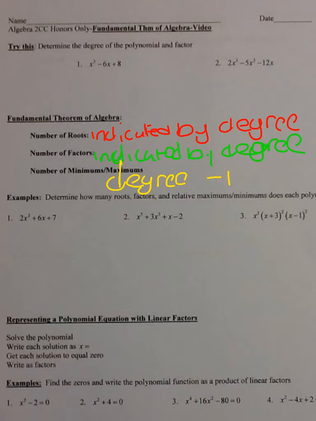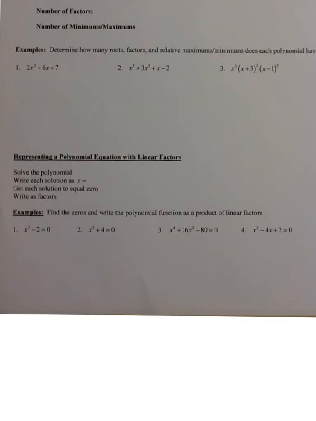All right, so let's look at the examples. Okay, so what it says to do is determine how many roots, factors, and relative max minimums each polynomial has. All right, so let's take a look at number 1. I notice for number 1, my degree is 2, so that means it will have 2 roots. It will have 2 factors. And it'll have 2 minus 1, which is 1 min or max.